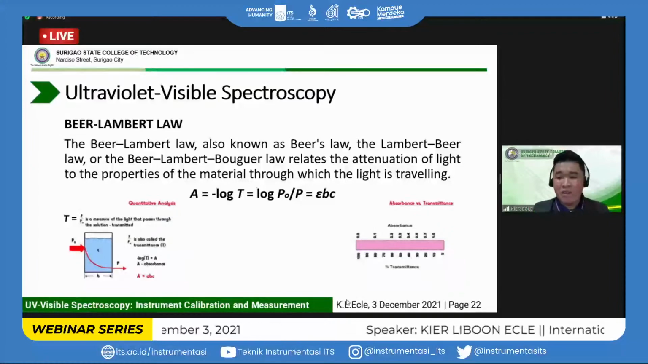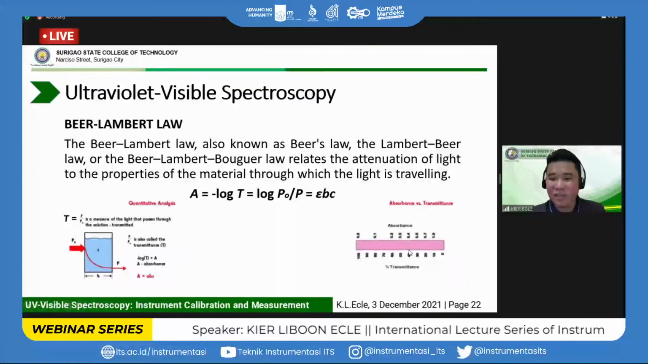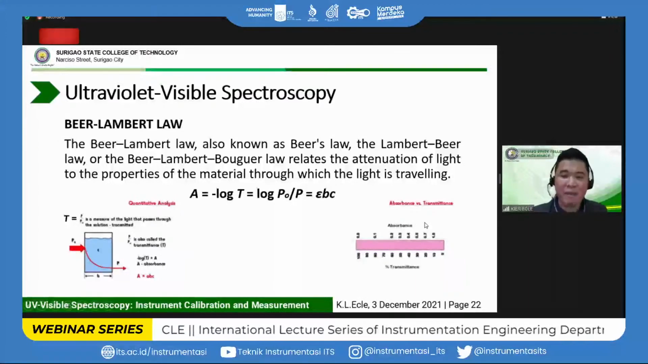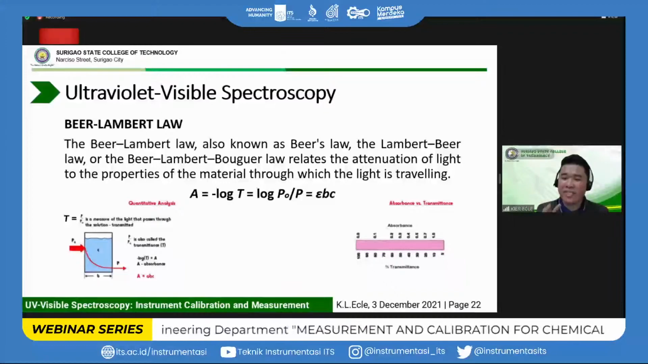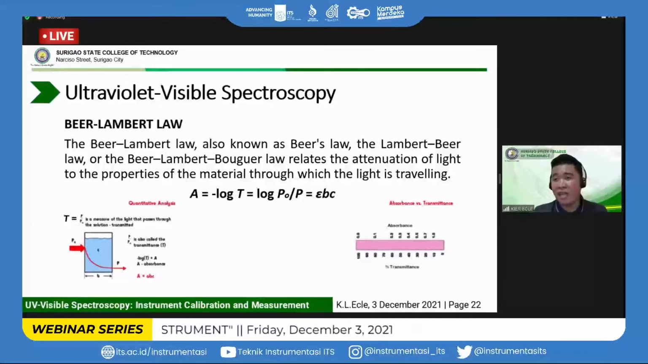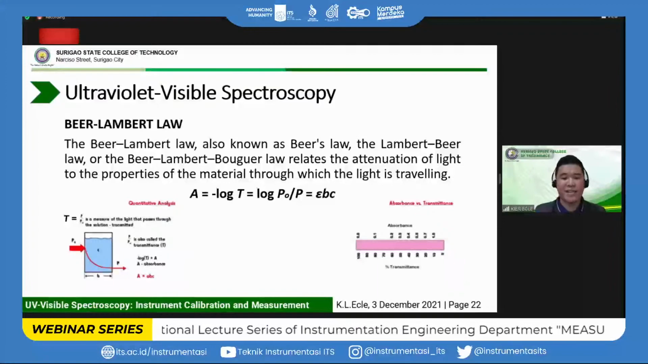Okay, so you have here in this illustration the relationship of absorbance and transmittance. These two have an inverse relationship. If the absorbance increases, the transmittance decreases. If the transmittance increases, the absorbance decreases. So they have an inverse relationship with one another.